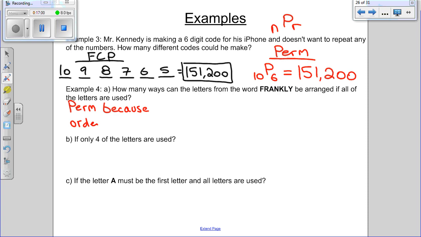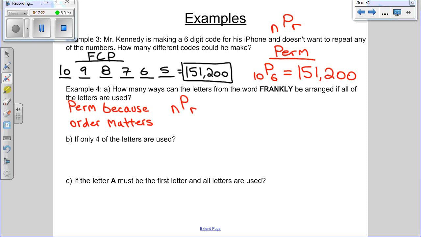Going to be drilling that home. You have to know, does the order matter? In this case, it definitely does. So, if I want to rearrange the words using permutations, I need to use nPr. I need to decide what n is equal to and what r is equal to. What's n equal to in this case?